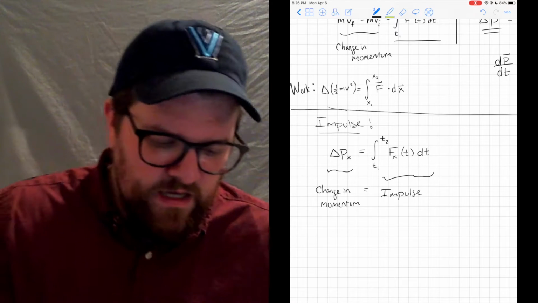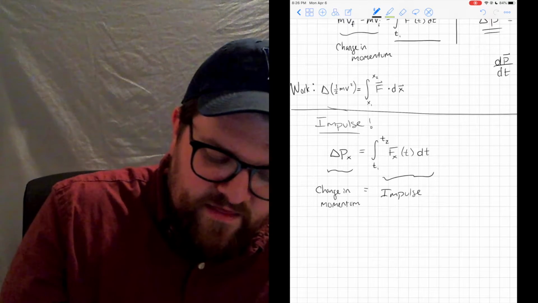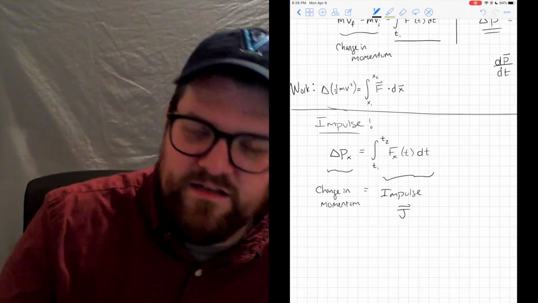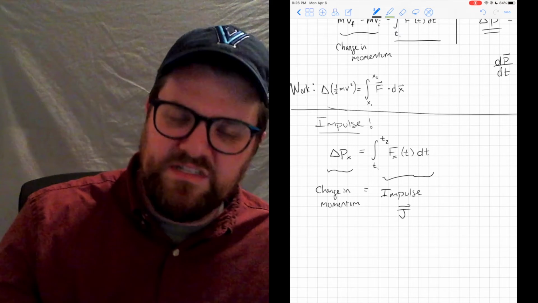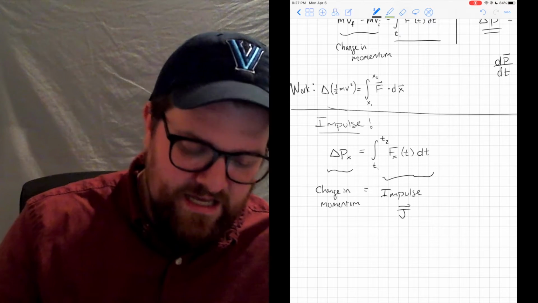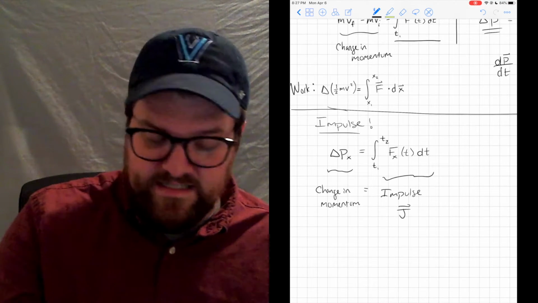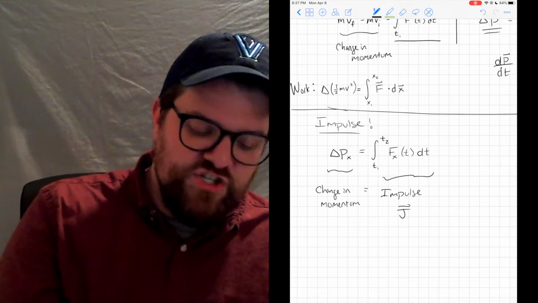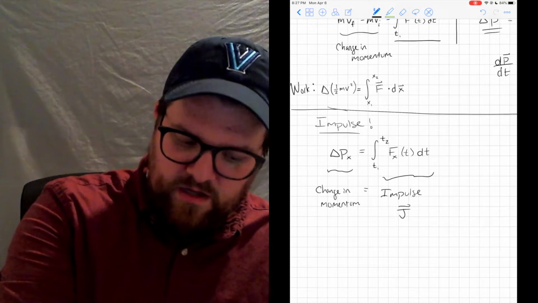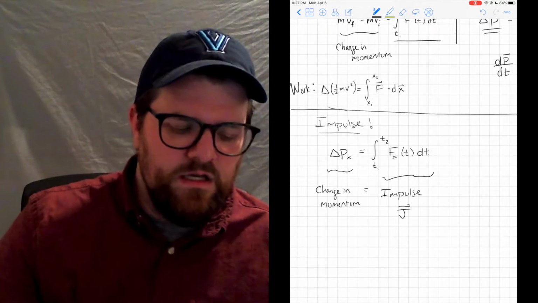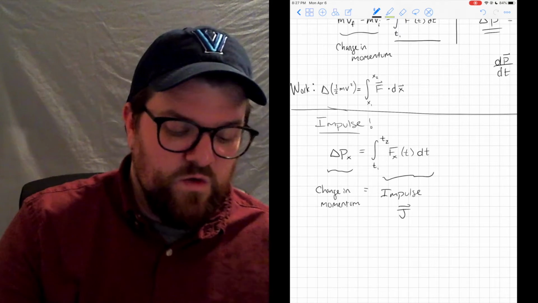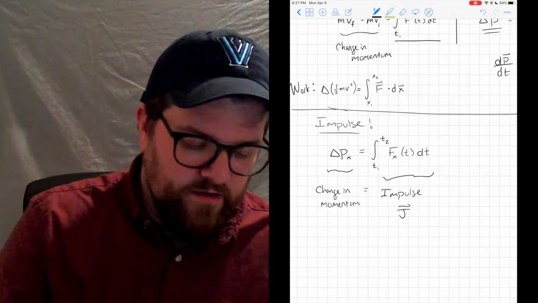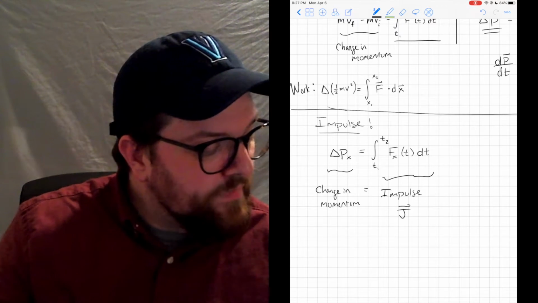We have impulse, which we are going to give the variable J. Again, why J? I don't know. But impulse is going to be an uppercase J. It is still a vector. J is equal to this integral of f of t dt, but it's also equal to delta p, right? So they're all equal to one another here.